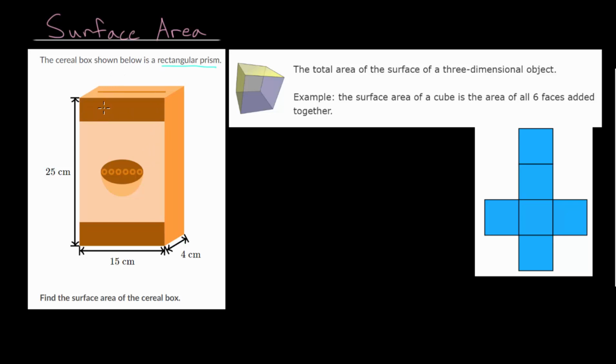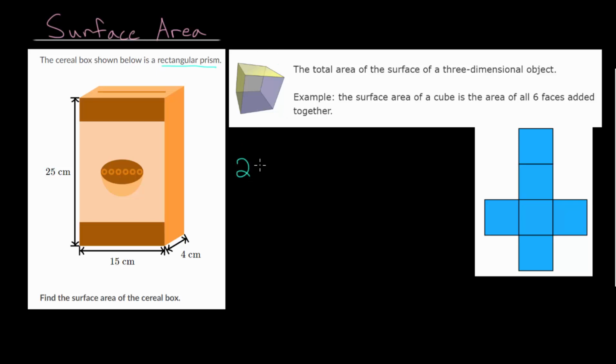So essentially, we find the area of the front and double it. We find the area of the right and double it. And then we find the area of the top and double that. And adding all of those together would give us the total surface area. So let me write this out a little bit more explicitly.